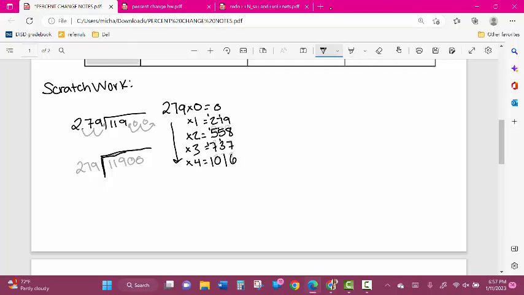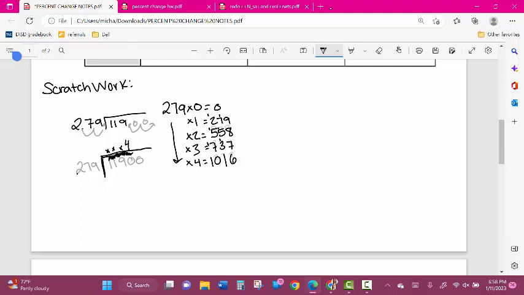So now I'm ready to do the division. I've got 279 into 1, and it can't go, so nothing there. 279 into 11 doesn't fit. 279 is way bigger than 11. 279 into 119 won't fit. 279 is bigger than 119. So 279 into 1,190, that's less than 1,200, so I know the 4 is going to be the number I need there.